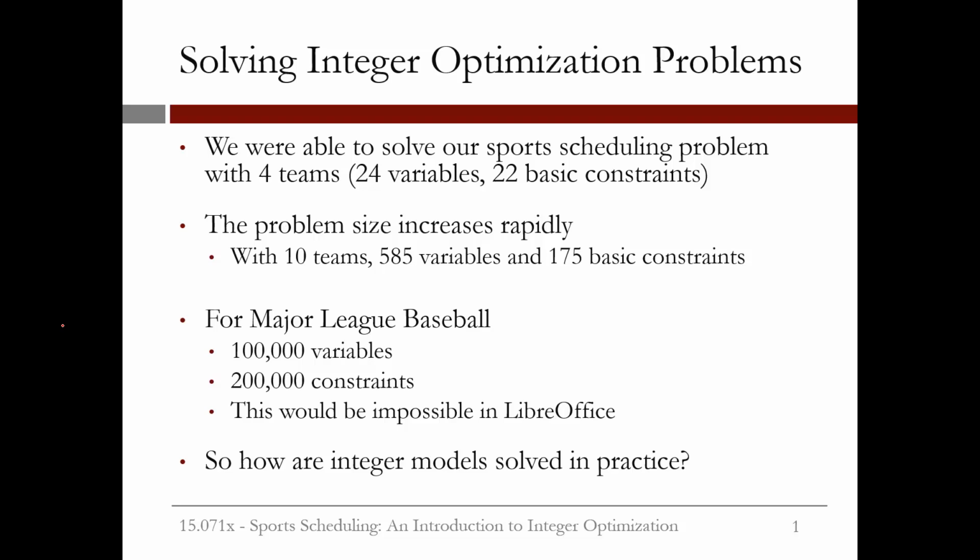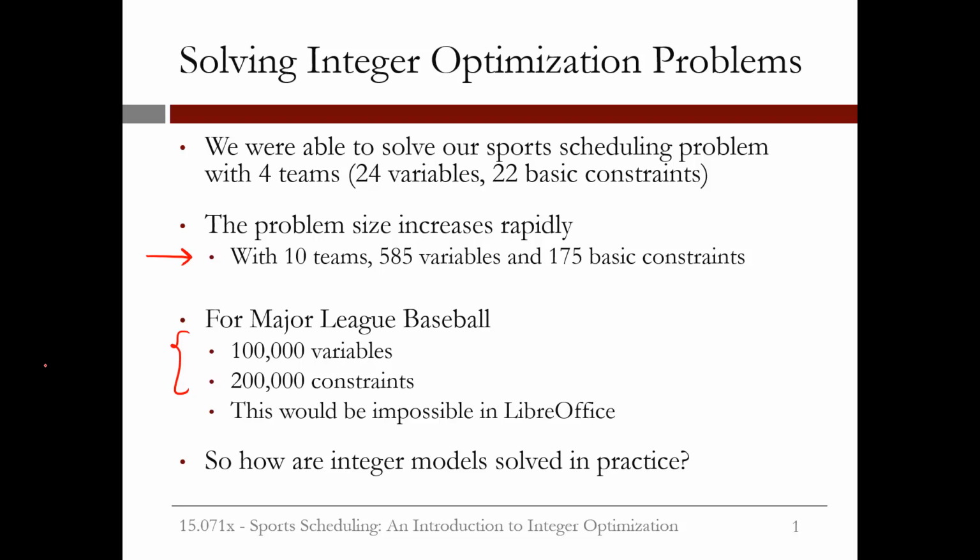We were able to solve our sports scheduling problem with 4 teams, 24 decision variables, and 22 basic constraints pretty quickly. However, the problem size increases rapidly. The same problem with 10 teams would have 585 decision variables and 175 basic constraints. For scheduling Major League Baseball, the problem has 100,000 variables and 200,000 constraints.